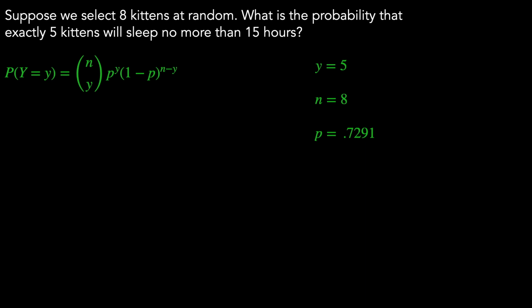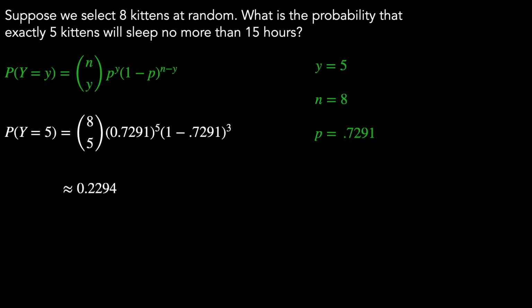If we plug in those numbers, the probability that y is equal to 5, so the probability that exactly 5 kittens will sleep no more than 15 hours, is 8 choose 5 times p to the 5 times 1 minus p to the 3. Plug in those numbers, and we find that the final answer we need, the probability that exactly 5 kittens will sleep no more than 15 hours, is 0.2294.